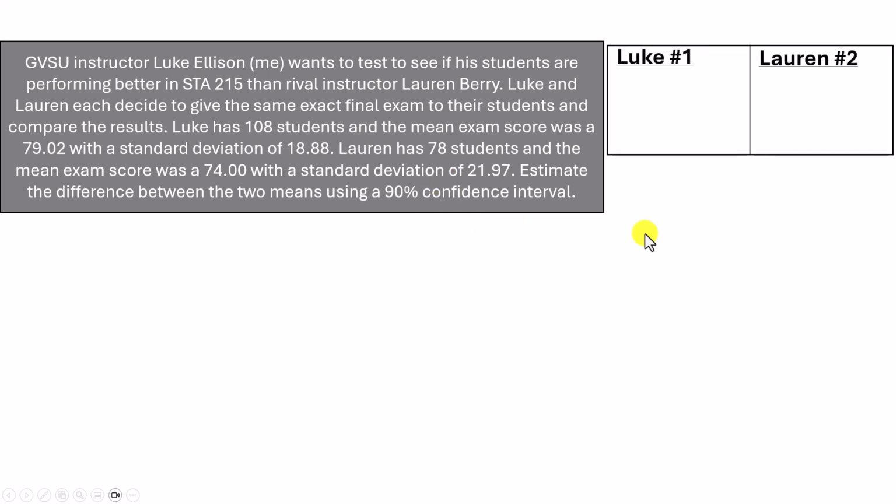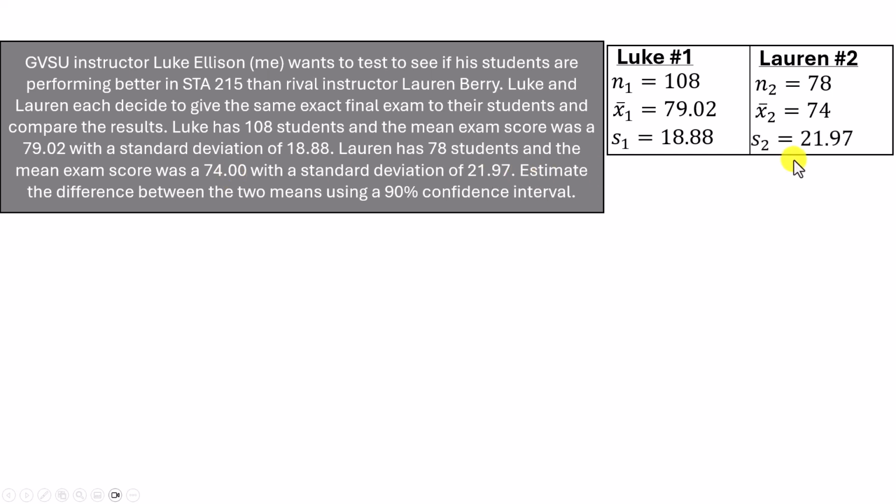So just like last time, I'm going to go ahead and write out the information. We had a sample size of 108 for Luke. The sample mean was 79.02 with a standard deviation of 18.88. The sample size for Lauren is 78. The sample mean was 74, and the standard deviation is 21.97, the exact same information we used in the previous video.